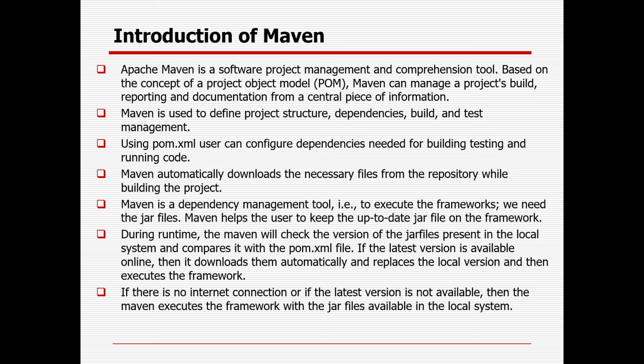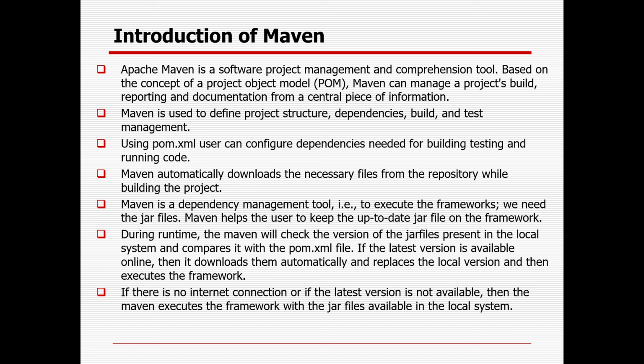As and when you create a Maven project, you will get a pom.xml file where you need to add all the important dependencies. As and when you add the dependency, all the relevant jar files will automatically be added to your project. Using the pom.xml file, the user can configure dependencies needed for building, testing and running code. Maven automatically downloads the necessary files from the repository while building the project. There is a central repository available in Maven, from where it adds the dependency to your local system. That is the reason Maven is sometimes called a dependency management tool.